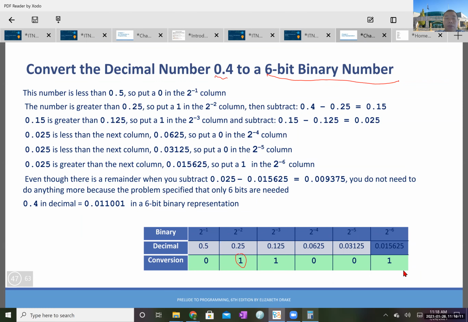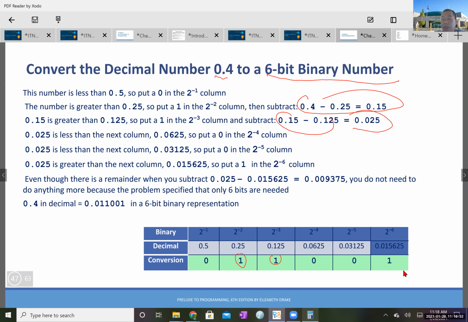So when you have the 0.25, you have to minus it here, right? You have 0.15 left. Move to the right. 0.15 is greater than, you put number 1 here. You put the number 1 again. You have to minus it here. You have 0.025 left, less than, put number 0 here. Move to the right, less than, put the number 0 here.